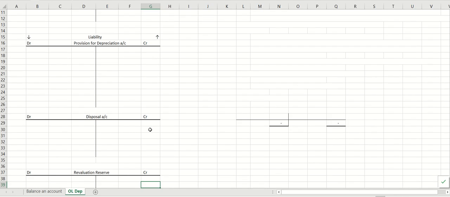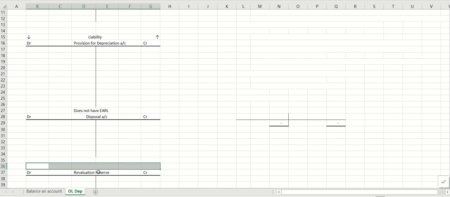Disposal accounts are different. They don't have an EARL: expense, asset, revenue, or liability. They are just created to calculate if we have a profit or a loss on disposal. So they will never have a balance CD or a balance BD on them. They're just there to help us determine whether we have a profit or a loss on the sale. And we'll see that in a minute.